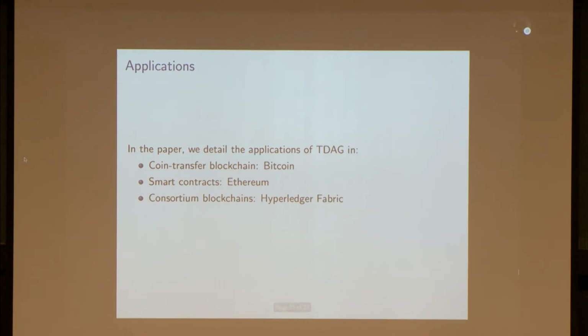I have given you only the details of an execution in Bitcoin, but in the paper we have more details of how to use our model for not only coin transfer blockchains like Bitcoin, but also smart contracts like Ethereum and consortium blockchains like Hyperledger Fabric.